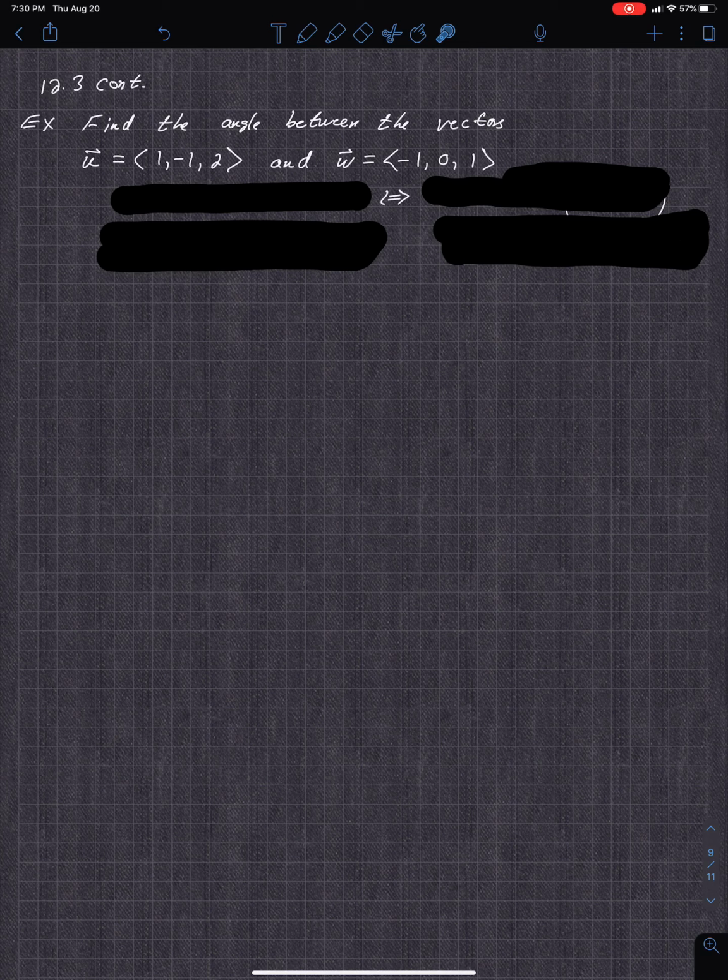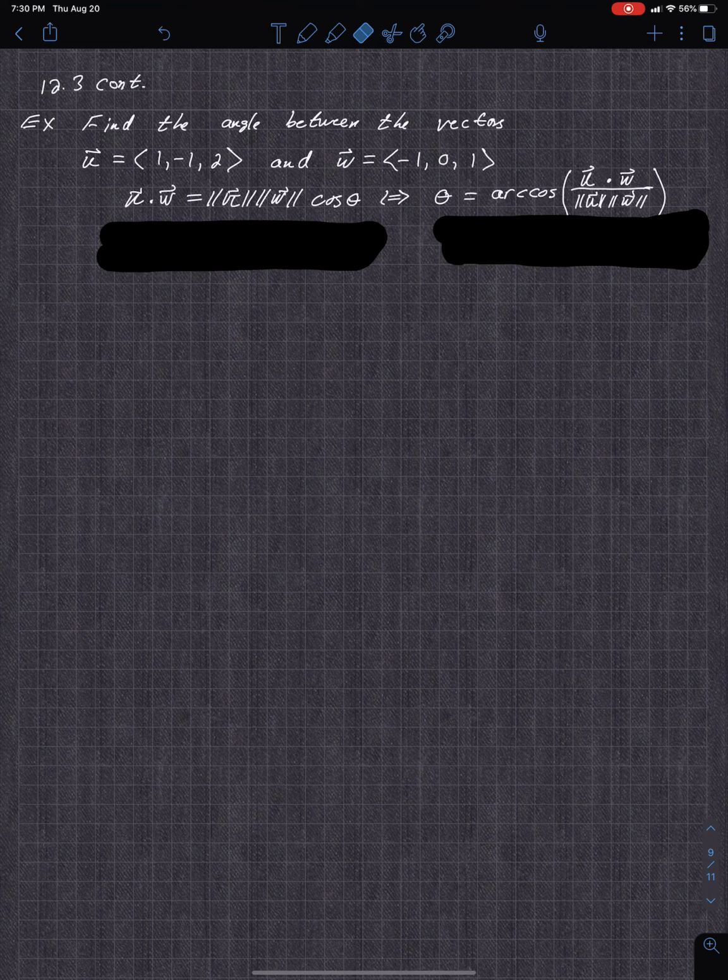Okay, so give that a try. This one I'm not working out. I'll just unhighlight everything. Okay, so first thing we'll do is you write, actually I just did that. So theta is arc cosine of u dot w over magnitude of u, magnitude of w. So you've got to calculate each of the magnitudes and do their dot product.